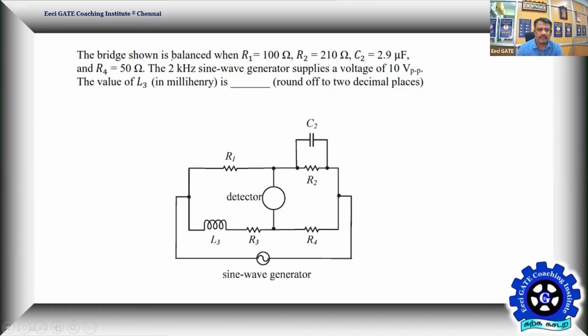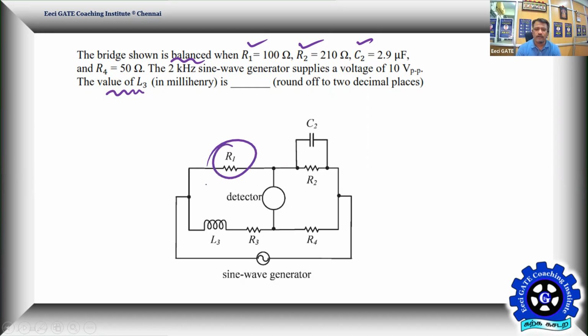So under the balance condition, R1 is mentioned, R2 is mentioned, the capacitor C2 is given, R4 is given. So what we need to find out is the value of L3. Yes, so there are two ways to answer the problem. One is going for the full balance condition of the bridge. Another one is straight away going for the phase balance. For that we probably need some other values as well. We'll check. So let me try the phase balance.